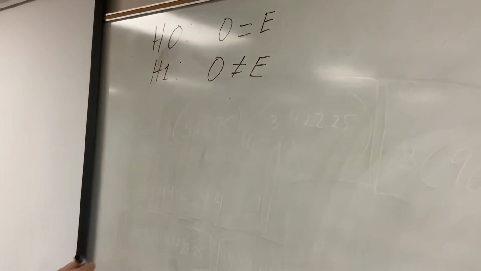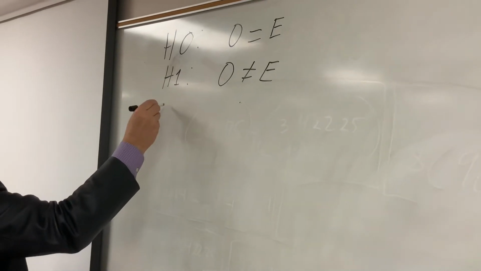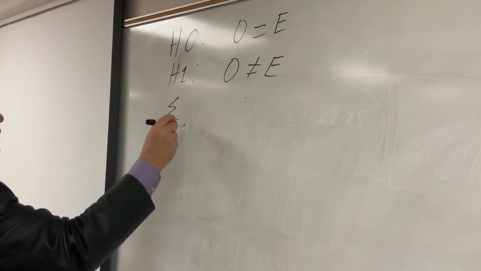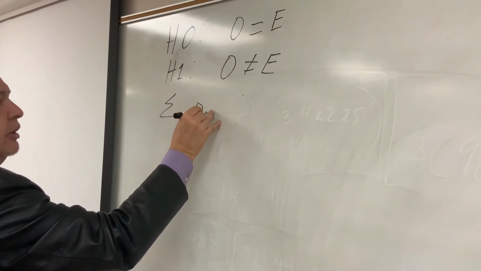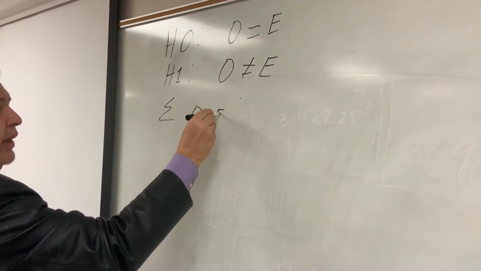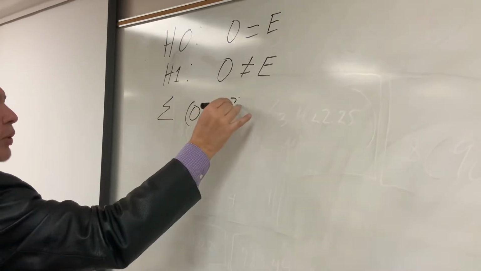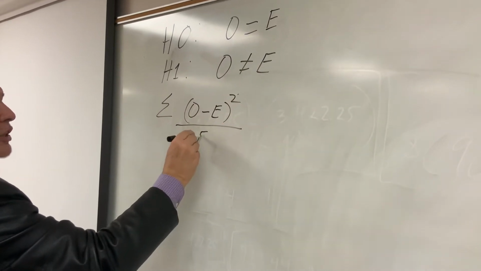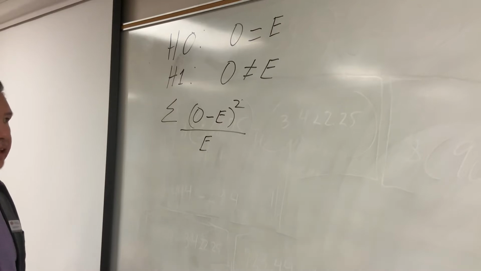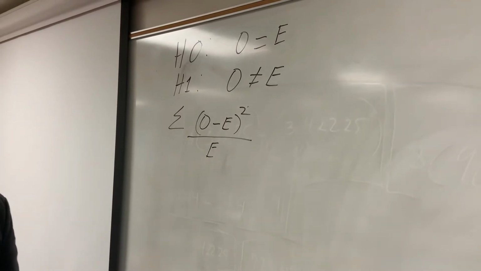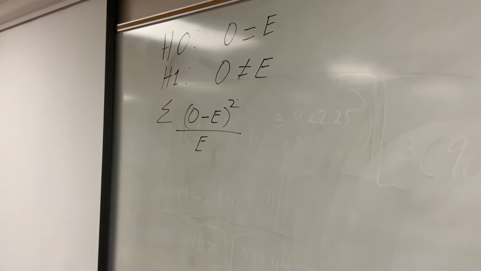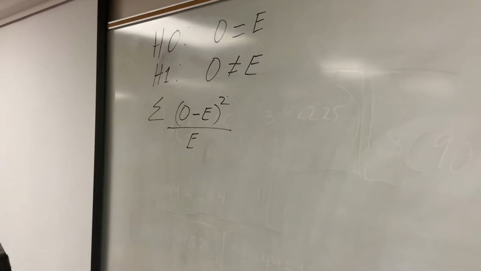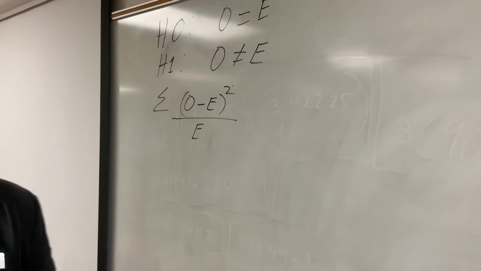Now our test statistic is going to look something like this. It's going to be the sum of all our observed values minus our expected values, and we're going to square that over the expected values. So that's what the actual statistic will look like. And in your book, you'll see this as well. So the first thing that we need to do is throw some data on the board.